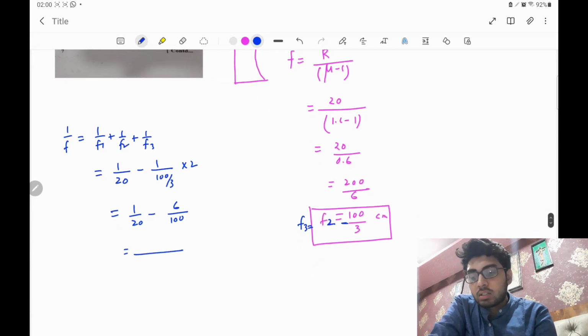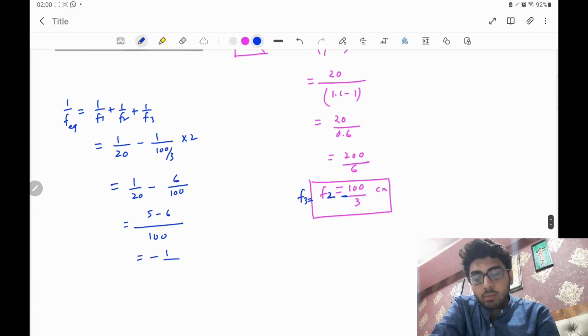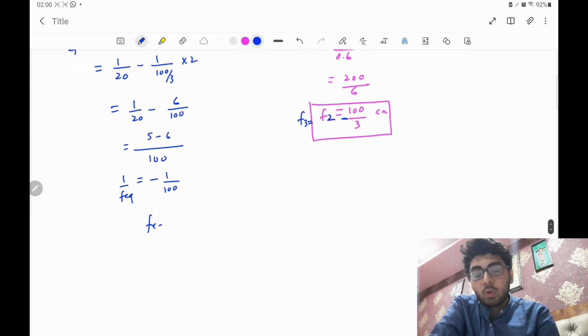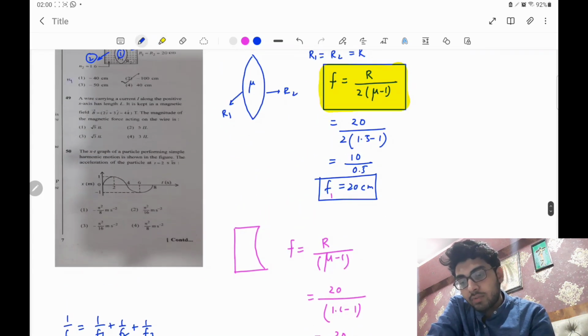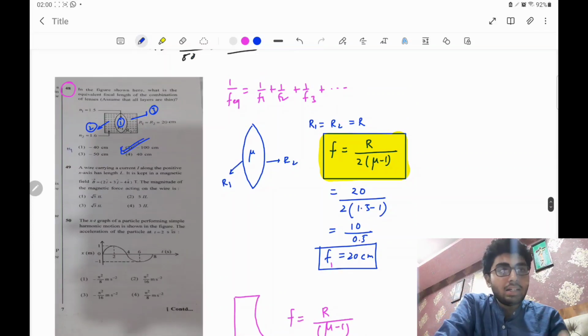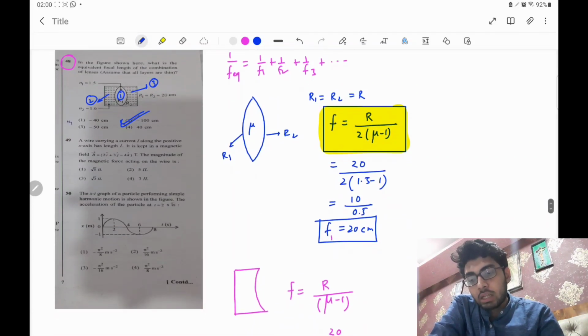So this is 1 by f equivalent, which comes out to be 5 minus 6 over 100, so minus 1 by 100. Finally, tell me what is your f equivalent? It is minus 100 centimeter, clear. So the f equivalent comes out to be minus 100 centimeter, and option 2 is the correct option. Okay, now come to the next question.